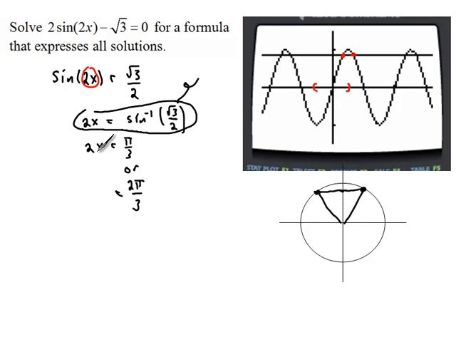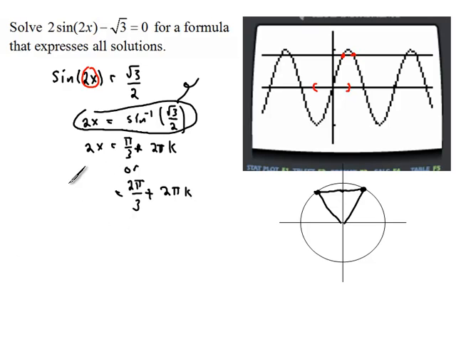So when I look at 2x equal to pi over 3, I have to remember that I could add any number k of full revolutions, 2 pi, to my solution. Likewise, if I'm at 2 pi over 3, I could go around this unit circle any number of times, always end up at the same location with the same y-coordinate. So again, I could add any number of full revolutions. So I'll have plus 2 pi k.